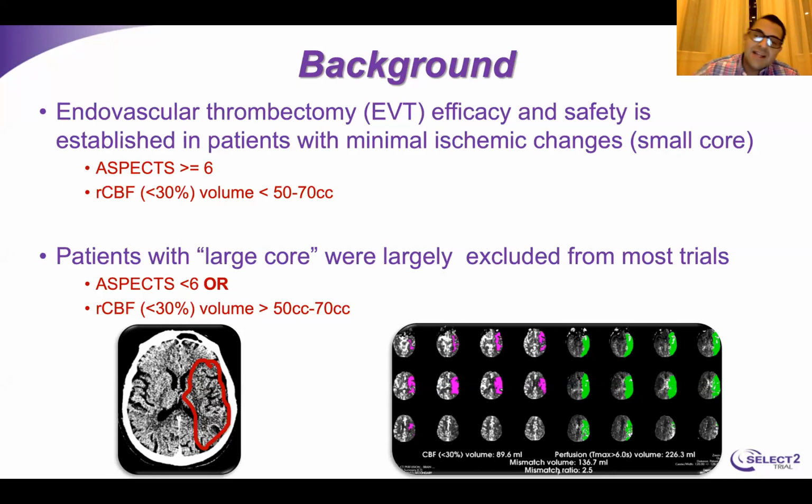The thing is, a lot of us, especially on this webinar, and I'm sure you've all heard Tudor Jovin and Vincent Costalat speak, these guys are the co-PIs for In Extremis. We do take these patients, right? We all do treat these patients that have 226 mLs of perfusion deficit with only 89 mLs of infarct. For us, that's still a lot of tissue to save, but there's no evidence today.